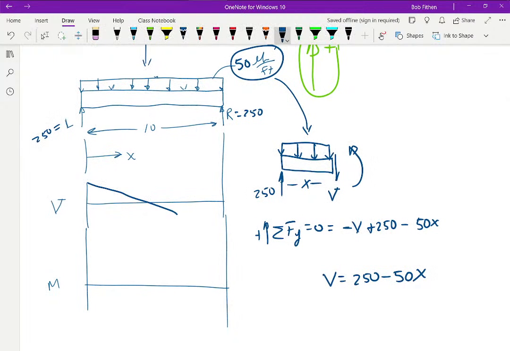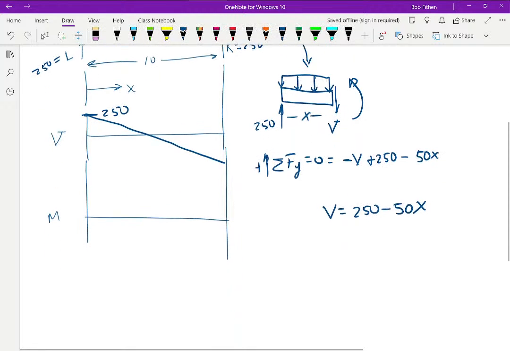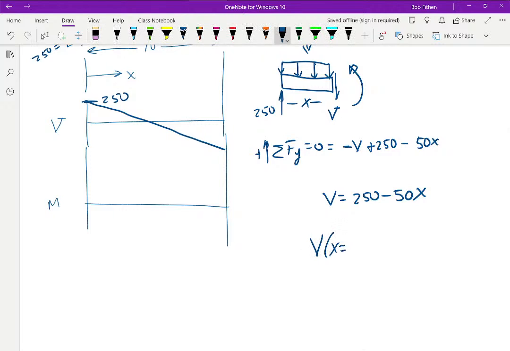So here you go. This point's going to be 250. If you had the beam, and this is a very small portion, so this is like 0 essentially, 250, 250. The width here is 0. It tells you that it goes from 250 right there. Now, if you plug in V at x equal to 10, you get 250 minus 500, or minus 250. So you end up at minus 250.